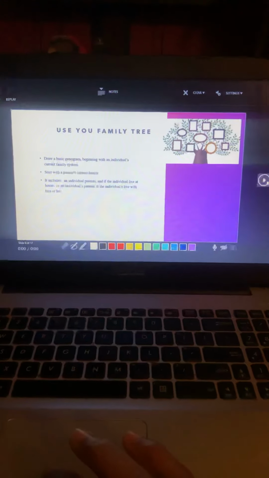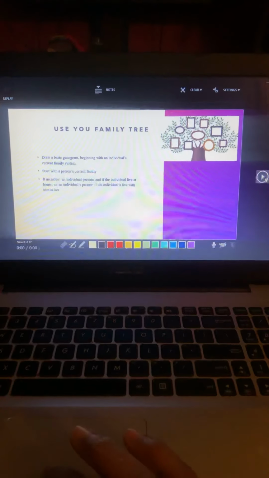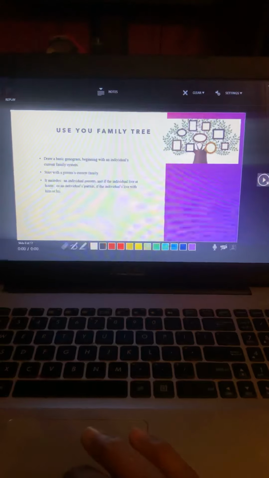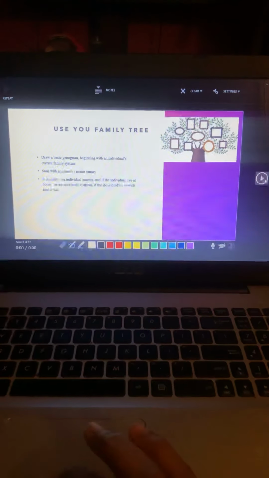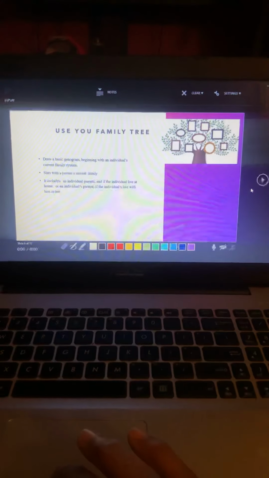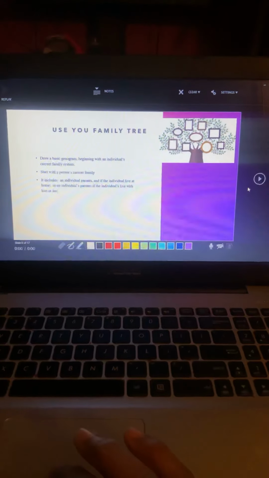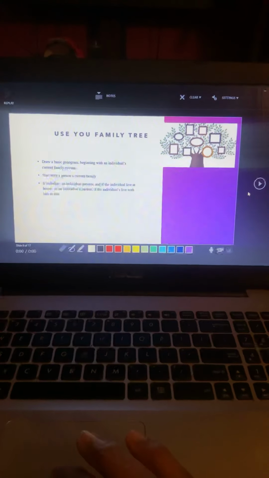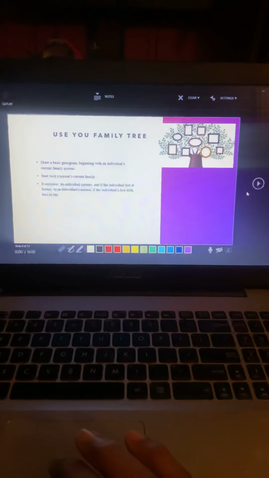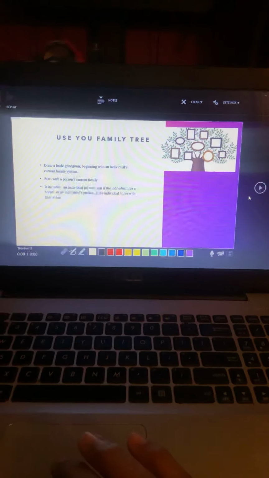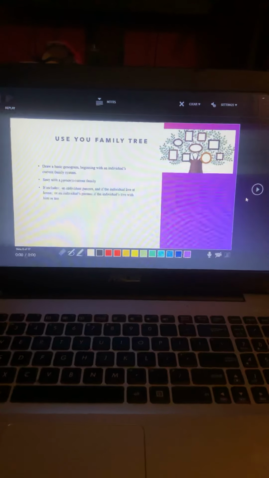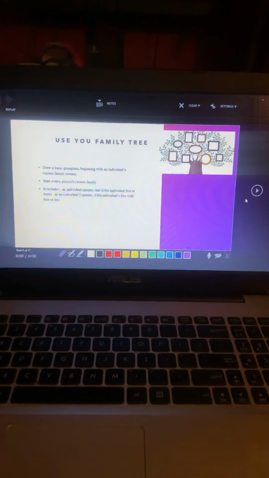So here, you use your family tree. This is actually explaining, right here, you have a family tree, so you draw a basic genogram, beginning with the individual's current family system. You start with a person's current family. This includes the individual's parents, and if the individual lives at home, the individual's partner, or if an individual lives with him or her. And so you'll put this in the family tree.